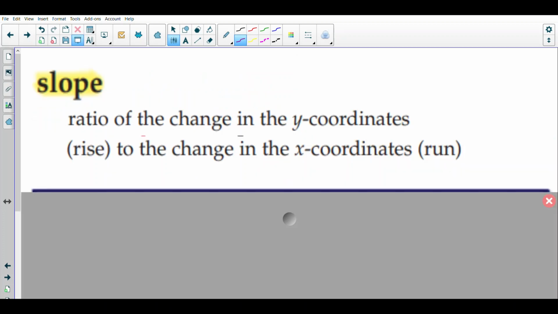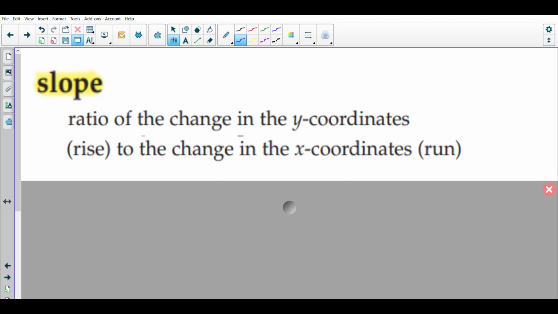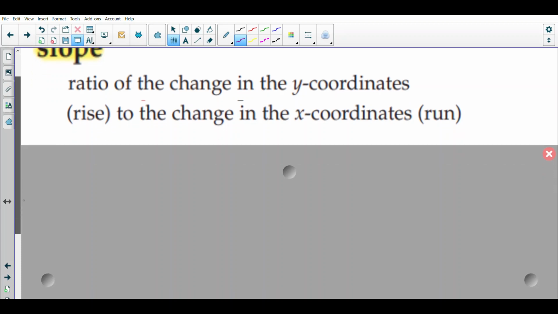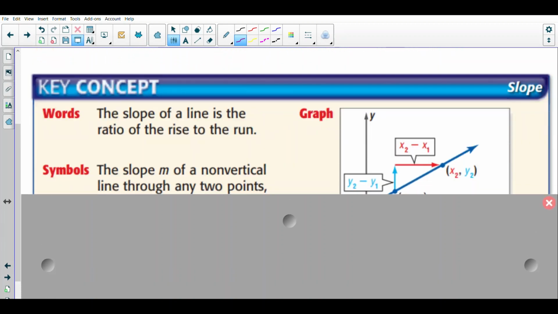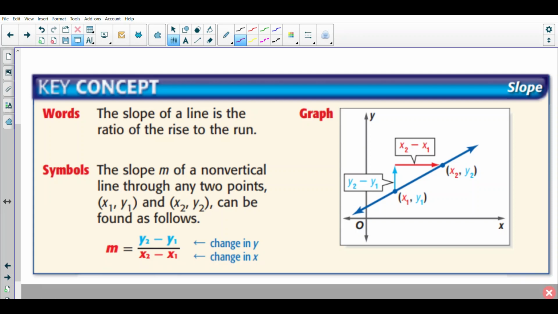So now let's move on to slope. Slope is the ratio of the change in the y coordinates, the rise up and down, because the y coordinates go up and down, to the change in the x coordinates, the run, because x goes left and right on our x-axis. This is how we think of it. The slope of the line is the ratio of the rise to the run. So rise over run, always. Rise over run.